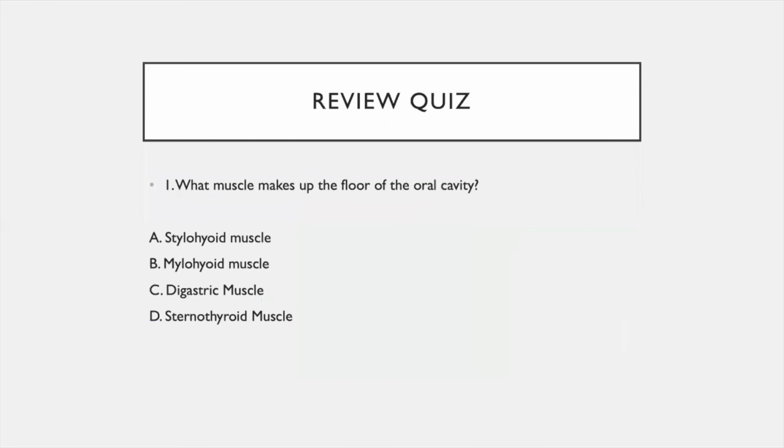Now to end here, we're going to go through a couple quick review questions. The first question is, what muscle makes up the floor of the oral cavity? Is it A, the stylohyoid muscle, B, the mylohyoid muscle, C, the digastric muscle, or D, the sternothyroid muscle? I'll give you a few seconds to think about it. The answer is B, the mylohyoid muscle.